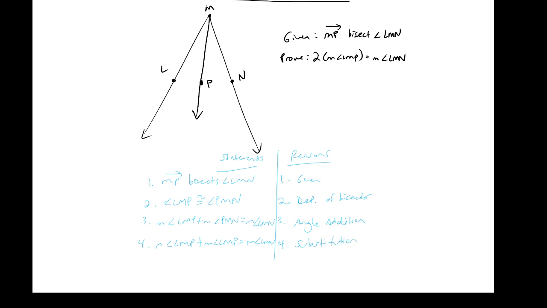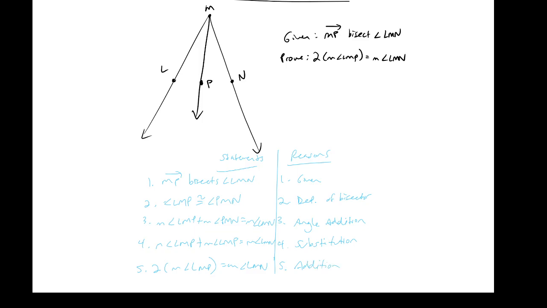Now think about this, sidebar. Remember, x plus x is equal to 2x, right? So what we could say here is that LMP plus LMP is equal to 2 LMP. And that's equal to the measure of angle LMN. And all we did here was addition.